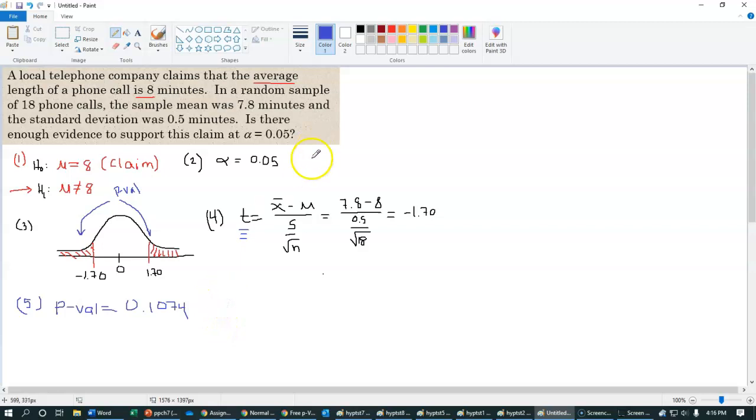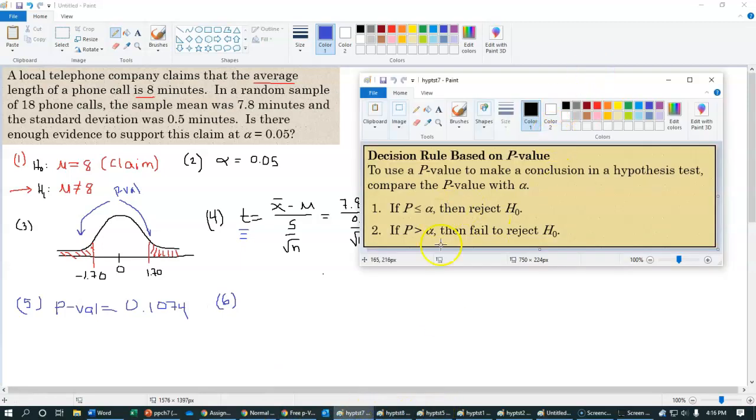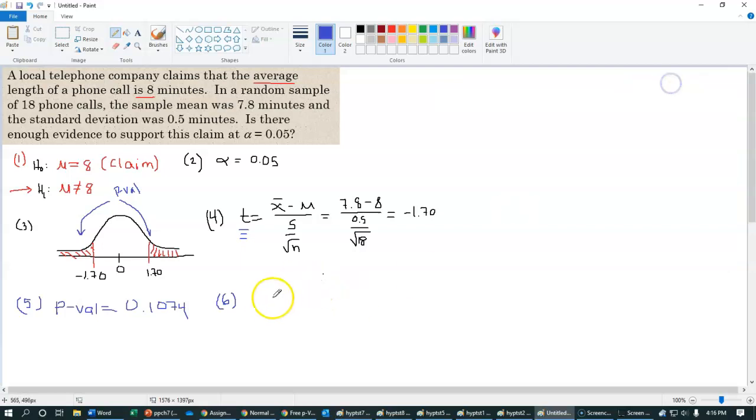Now we're going to do step 6. And what is step 6? That's when we make the decision. How do you make the decision? It's based on this chart. In this chart, we're comparing the p-value against alpha. Who's my p-value? We just did that in step 5, 0.1074. Who is my alpha? We did that in step 2, 0.05. And now from left to right, is 0.1074 bigger or smaller than 0.05?